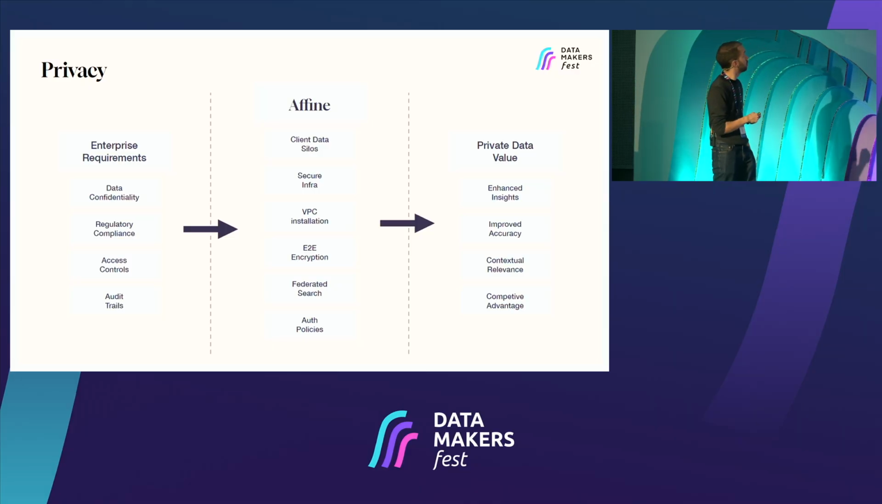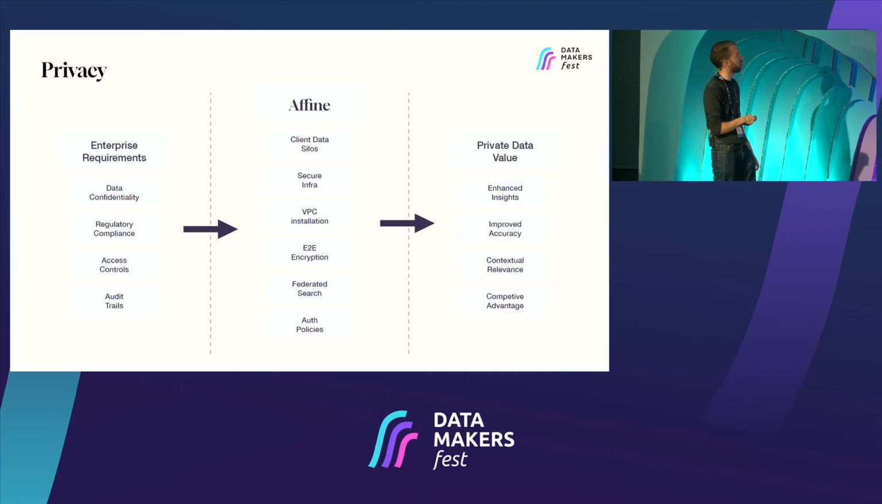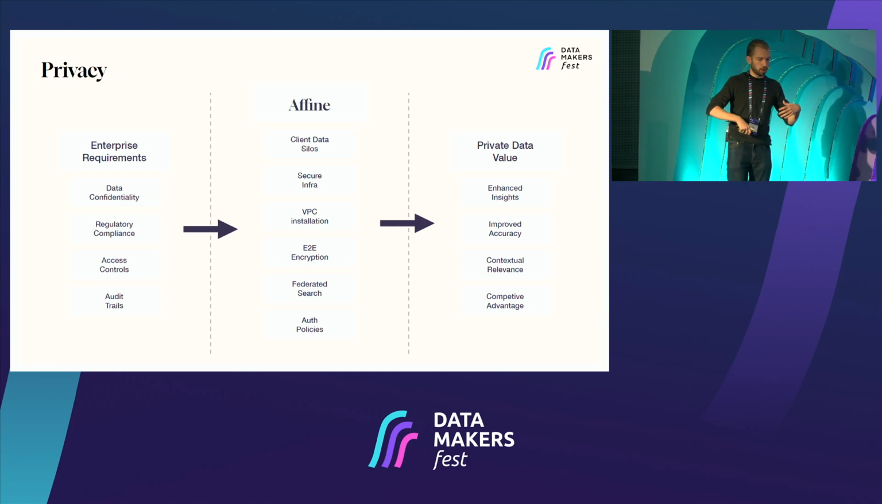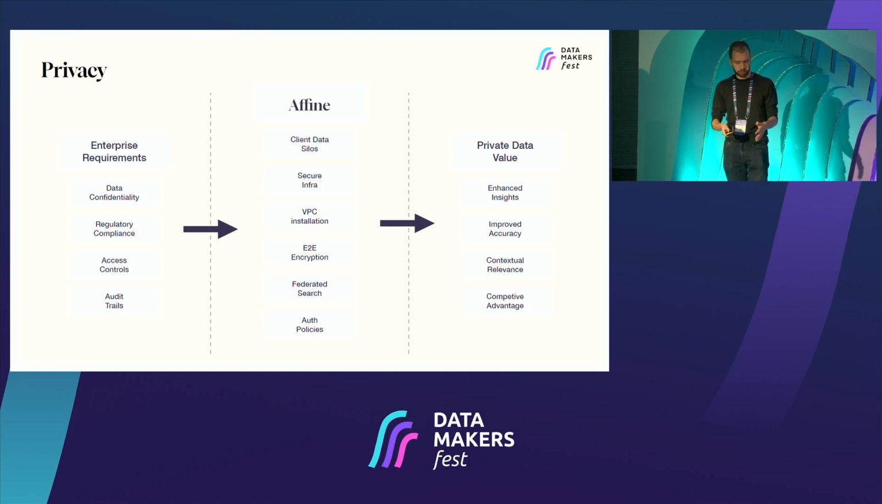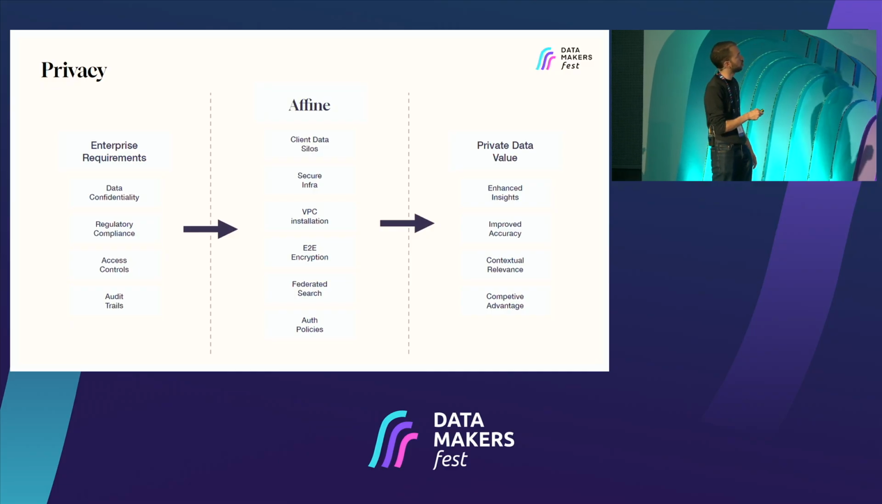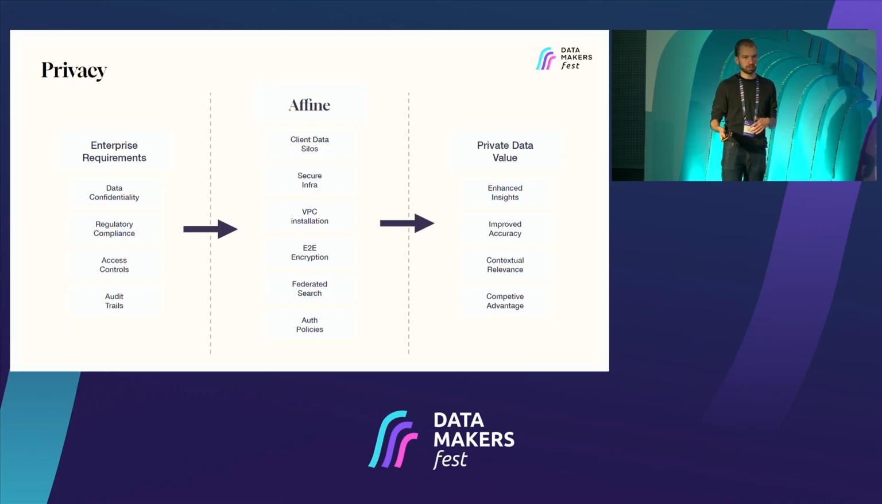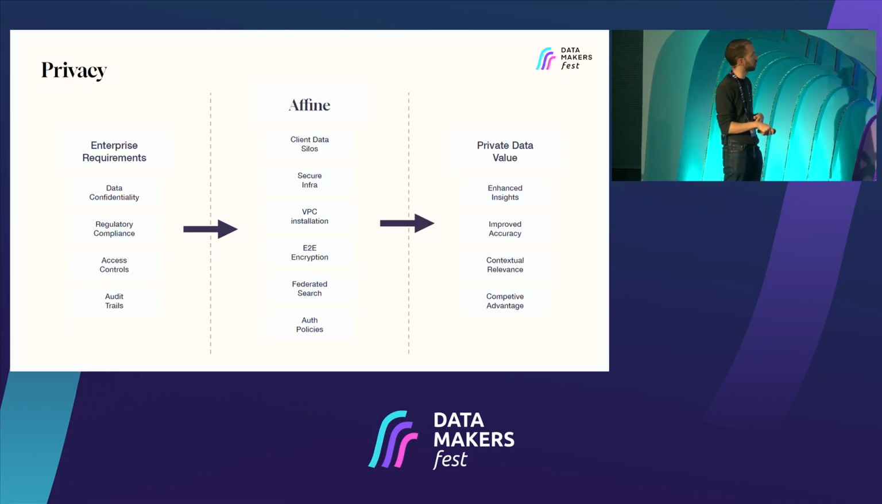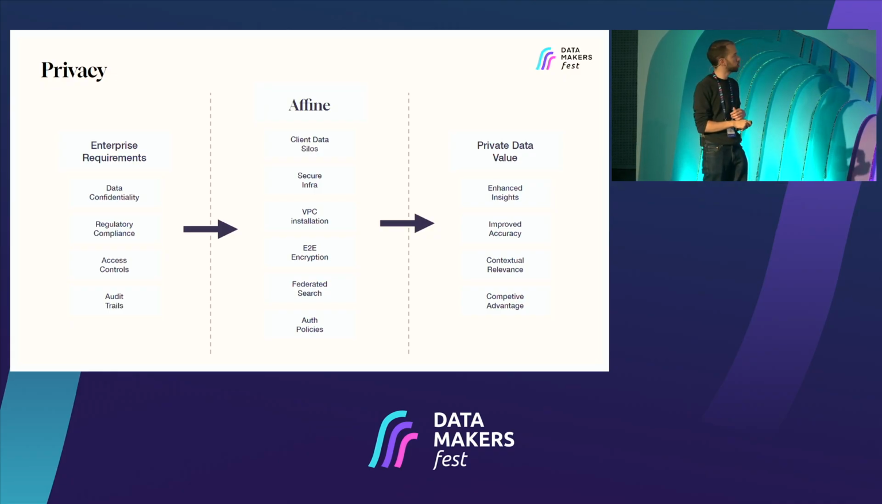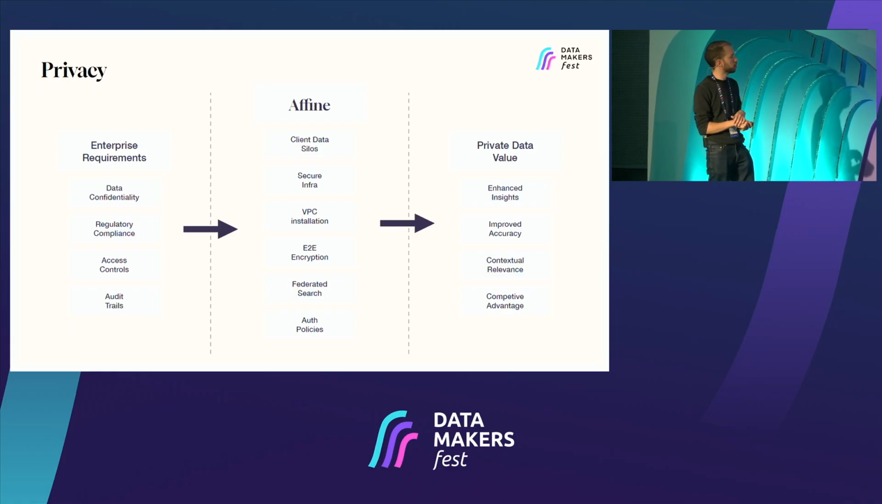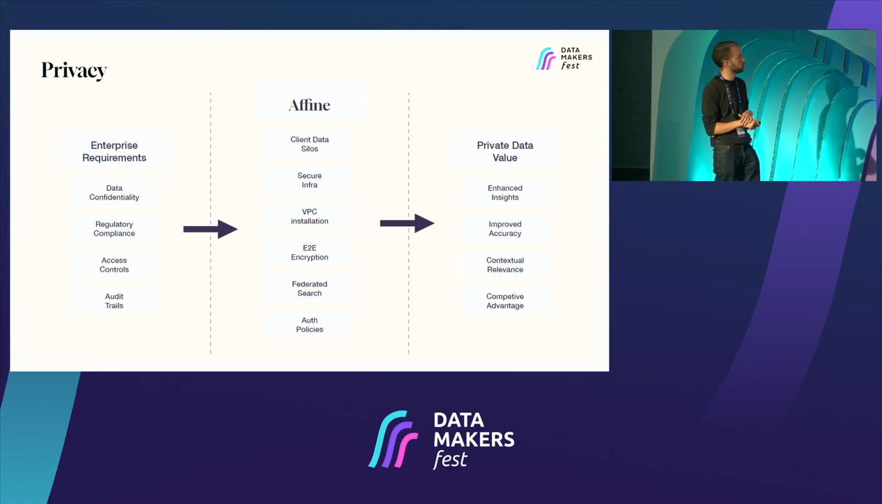So, in terms of privacy, when we started developing Affine, we wanted to have privacy by design, right? There are lots of enterprise requirements with data confidentiality, regulatory compliance, access control, audits, stuff like that. So we started doing this by design. All our client data is in silos. We allow VPC installation, so everything that I've talked about can be installed on our clients' virtual private clouds with end-to-end encryption, auth policies in the application layer, and of course, federated search.